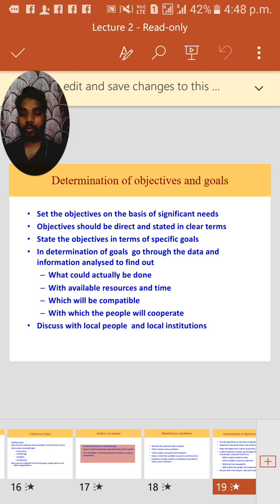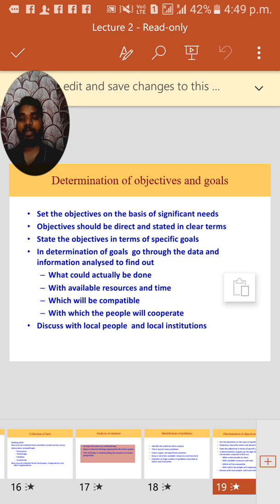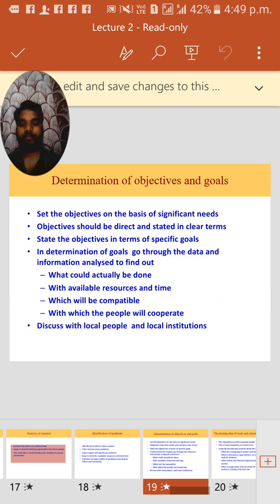In determination of goals, go through the data and information, and analyze to find out what could actually be done with available resources and time, which will be compatible with what the people will cooperate with. Discuss the objectives and goals with local people and local institutions, so that you can start your program for developing the plan of calendar.